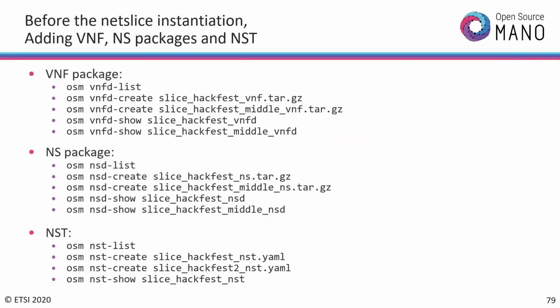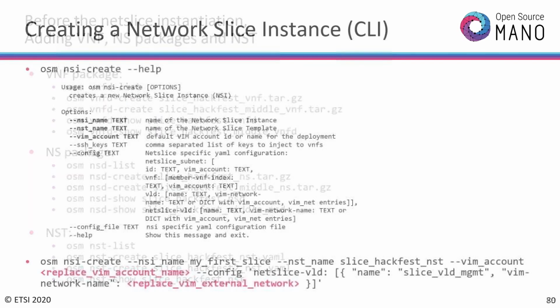So after the explanation of the descriptor and the template, we have a set of commands that we can use with the OSM client to upload the package, to upload the network service, to upload the templates, create, show, and so on. These are the artifacts that are available to download in the Hackfest FTP, and this is the command that you need to manage that.